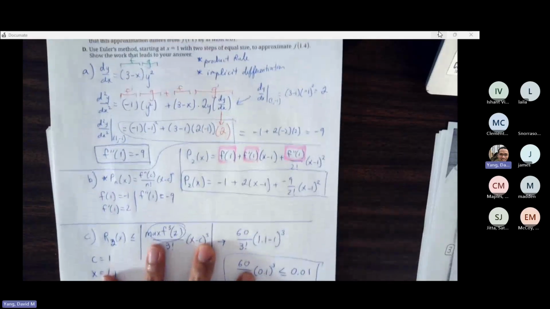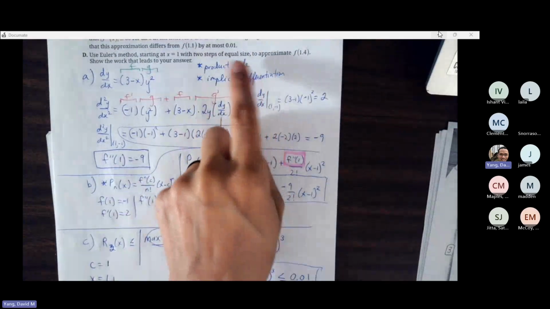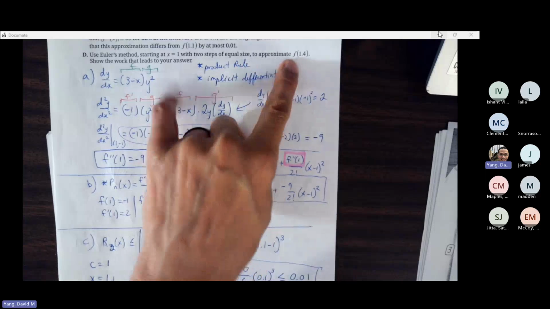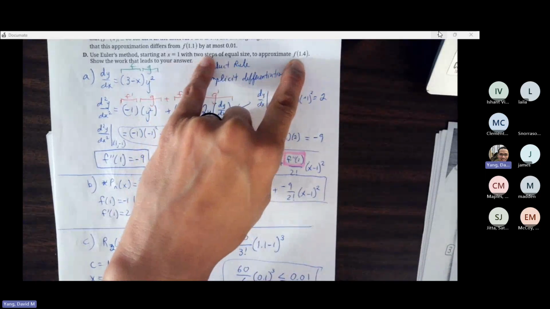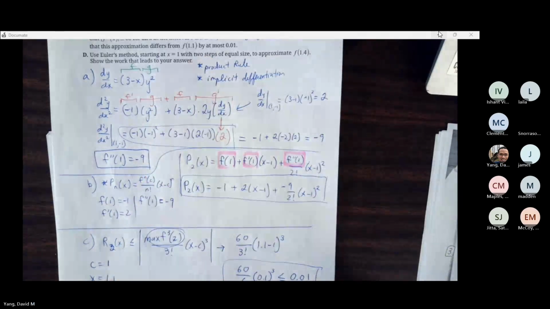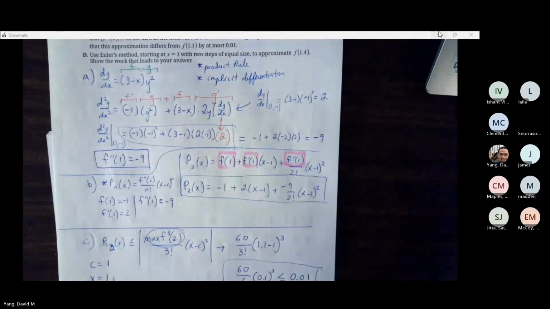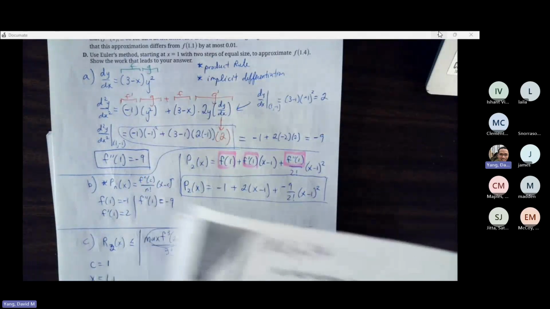Part D is Euler's method. So, two-step size. So my A value is 1, my B value is 1.4, my N value is 2. Just working through my chart here.